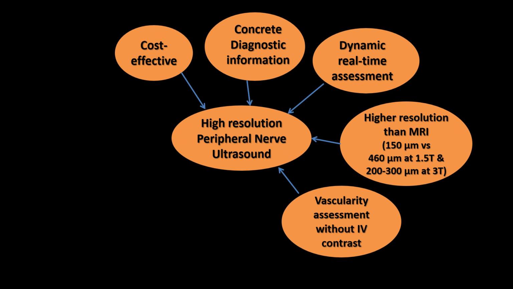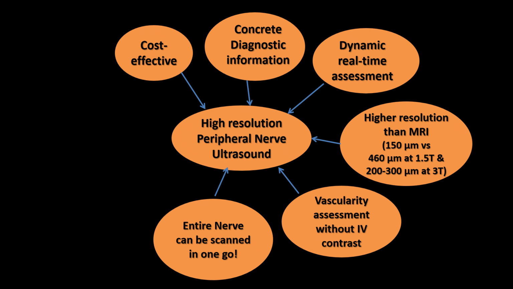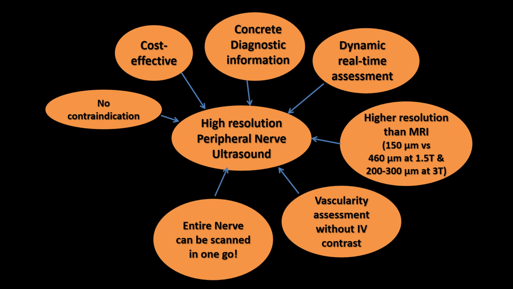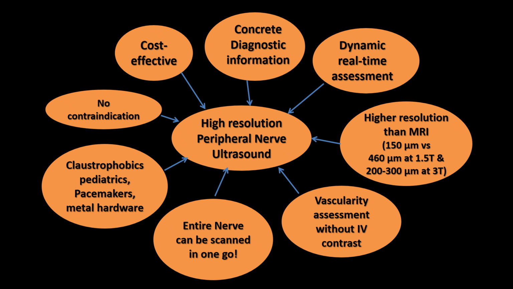Ultrasound allows vascularity assessment with the help of color Doppler without need for IV contrast. Very importantly, we can scan the entire nerve in one go, whereas if we want to scan the entire nerve with MRI, then we need to use multiple coils and it's going to take a very long time. There is no contraindication for ultrasound and it can be safely done in claustrophobics, in pediatric patients, patients with pacemakers and metallic hardware.